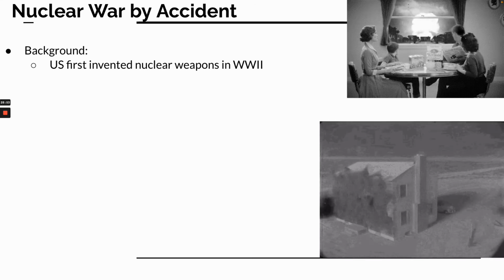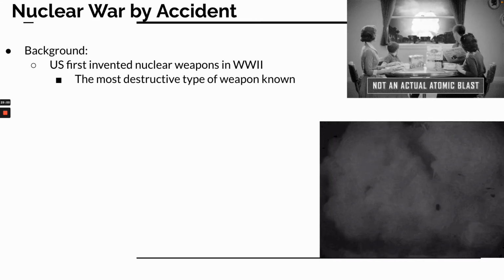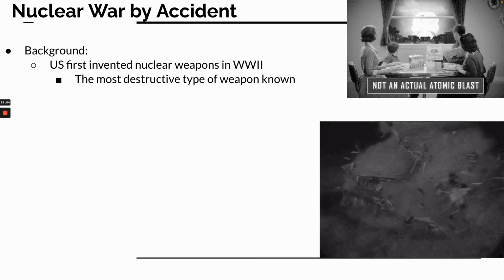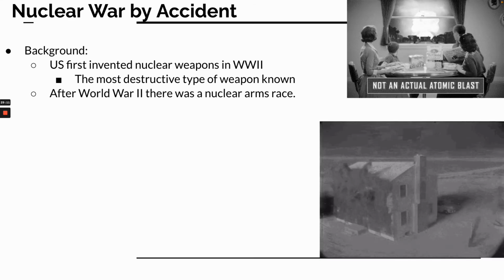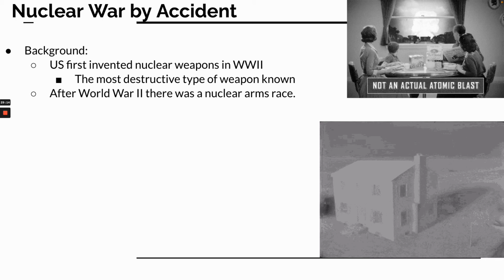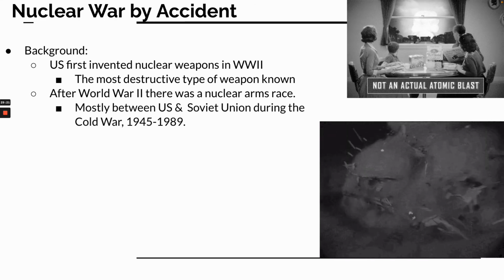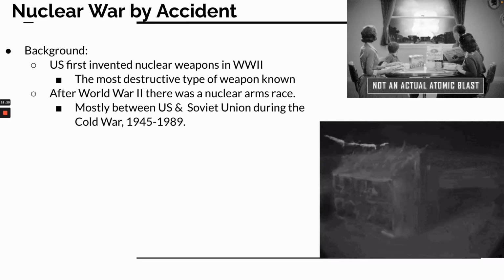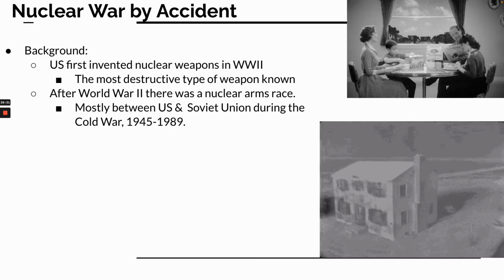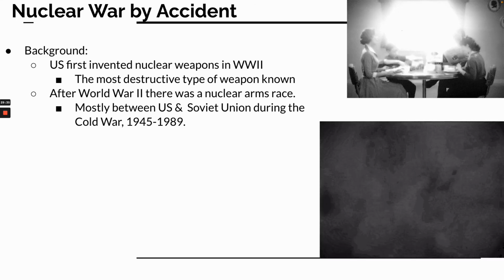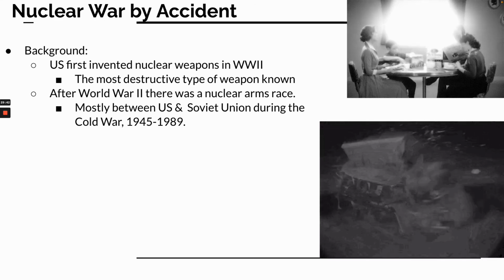So, background for this. We don't have nuclear weapons until the end of World War II. The U.S. invented them first. And these are the most destructive type of weapon that we know. We weren't the only country to end up with them, and after World War II, there was a nuclear arms race. It was mostly between our country and the Soviet Union during the period from 1945 to 1989 we call the Cold War. We call it the Cold War because the U.S. and Soviet Union essentially never went to war directly with one another during that time period. They just prepared for it a lot.